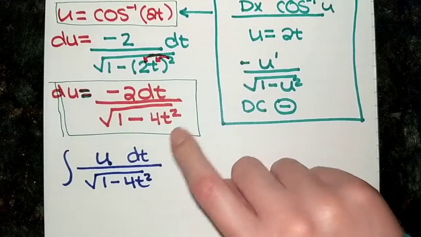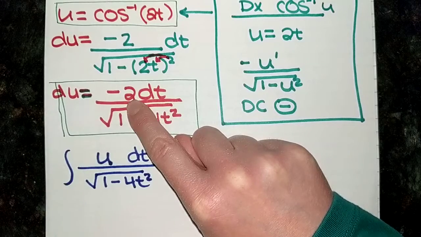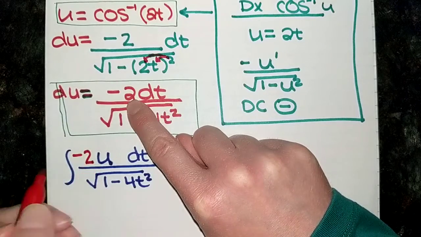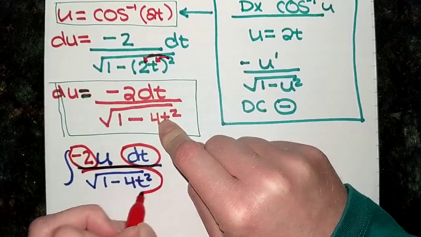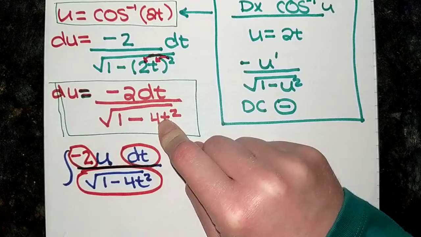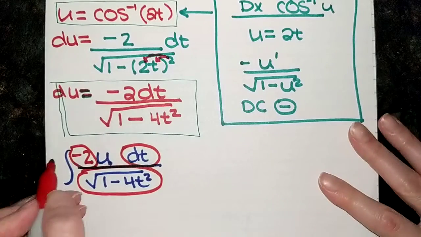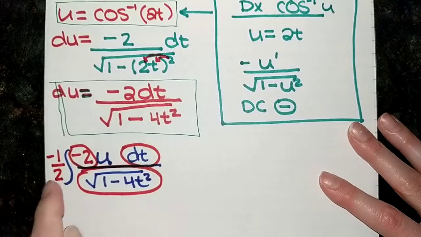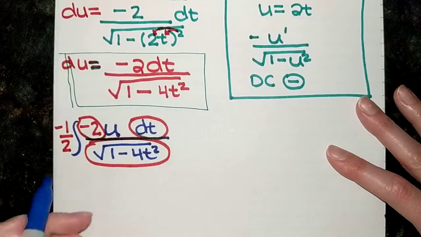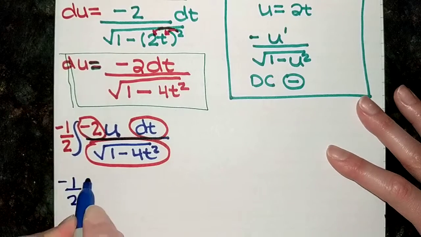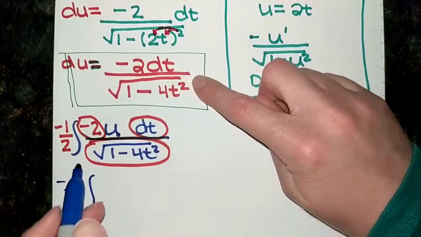For the du replacement, we need a negative 2. So we will need to multiply in by negative 2. We have the dt, and we have the square root of 1 minus 4t squared. Now, of course, when we start to multiply in by negative 2, we have to divide by negative 2. So we'll divide on the outside by a negative 2, so we'll have negative 1/2 coming straight down. And then all of this, negative 2 dt over the square root, that is our du.